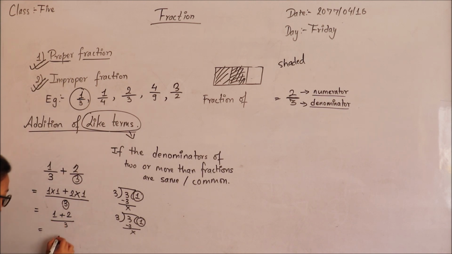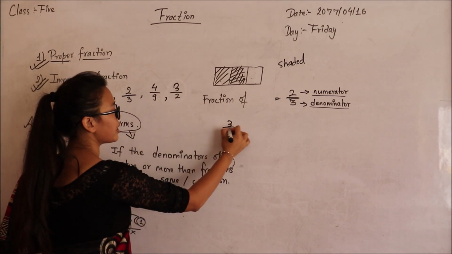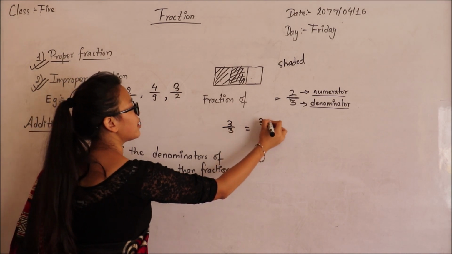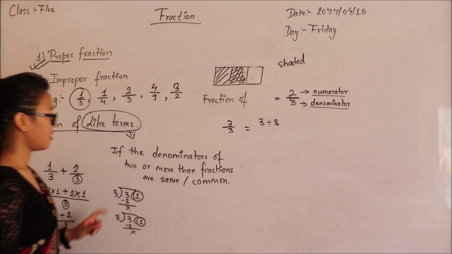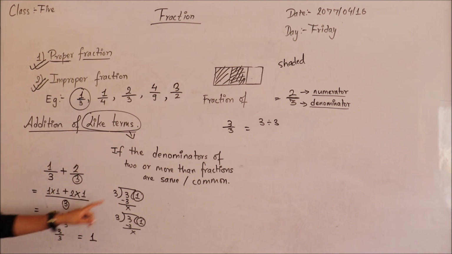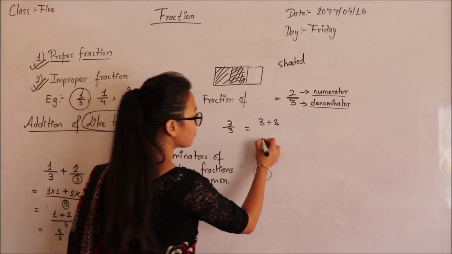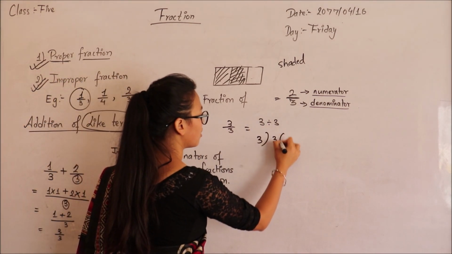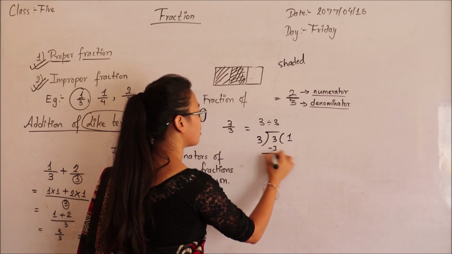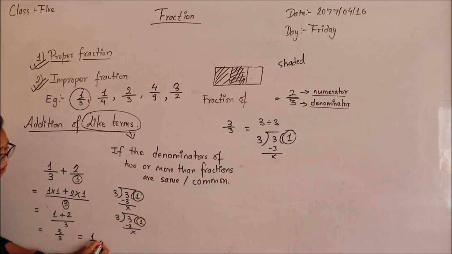Is equal to 3 out of 3. And do you know what? If such things come around, 3 by 3 is 3 divided by 3, so the answer is 1. How? Because 3 divides 3, there would be 1 as the quotient. That's why we have written here 1.